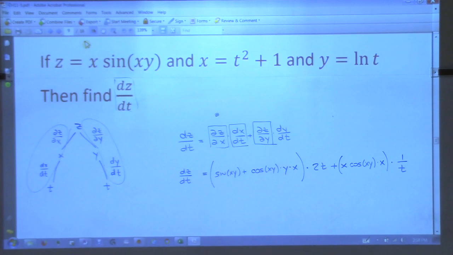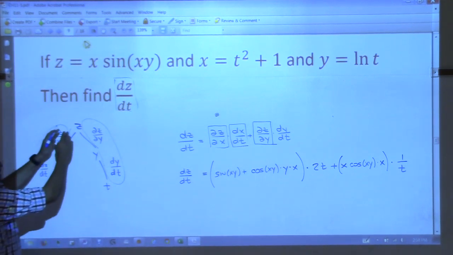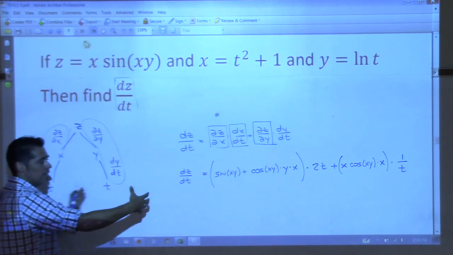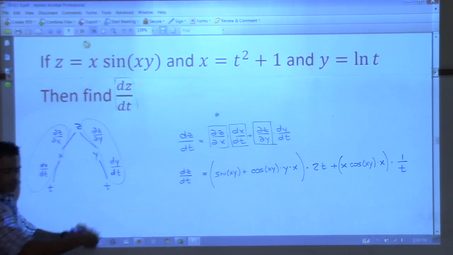Yeah. The important thing here is looking at the problem, creating what we call a tree diagram, creating your branches, and then putting them together, all right?